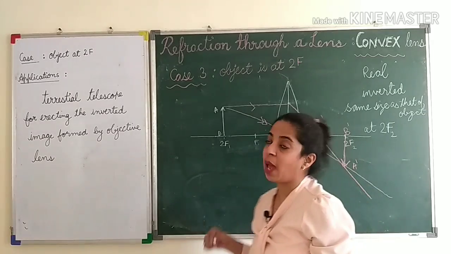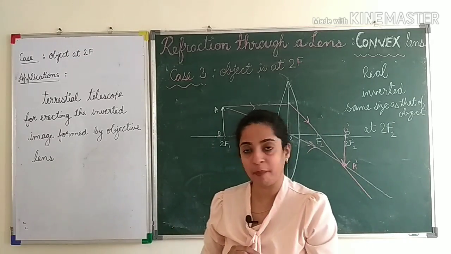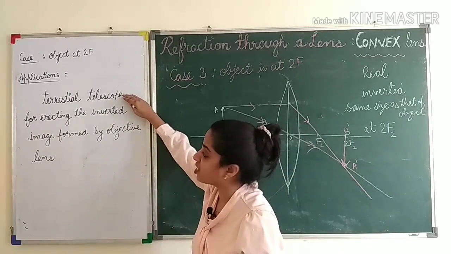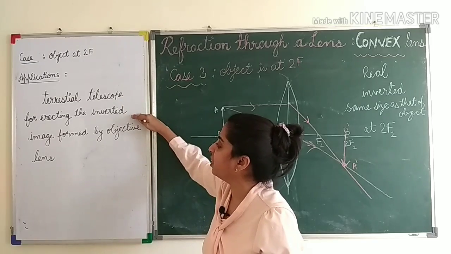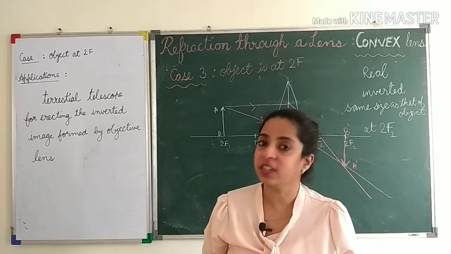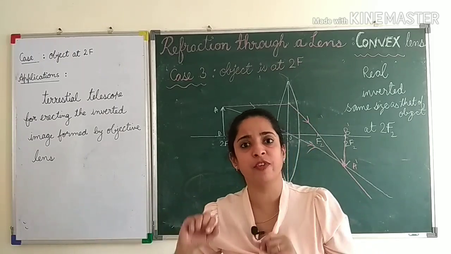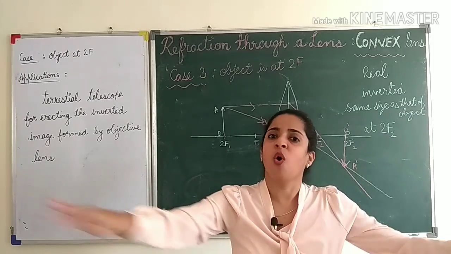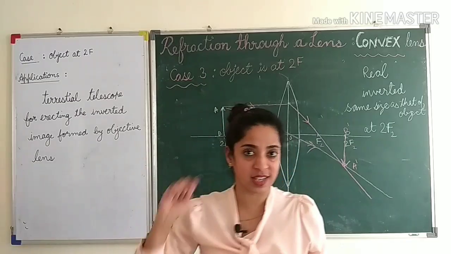Now, where is its application? Now, this is very important application. It is used in terrestrial telescope for erecting the inverted image formed by the objective lens. Now, children, what is a terrestrial telescope? A telescope which is used to see the objects on the ground, on the earth, not in the sky.